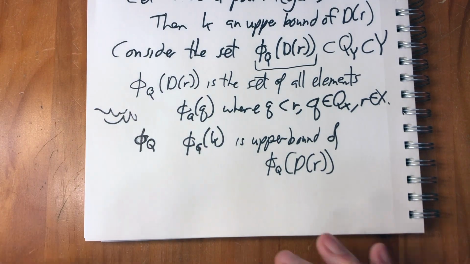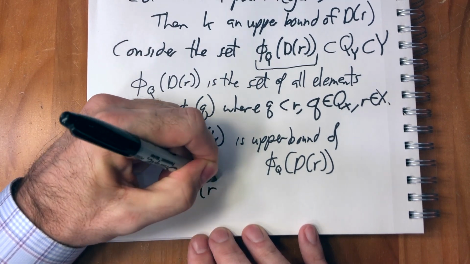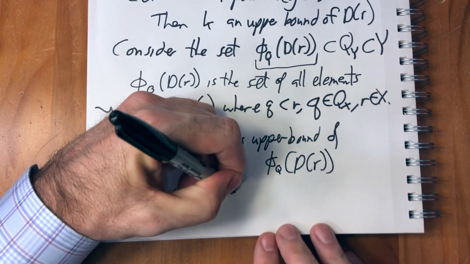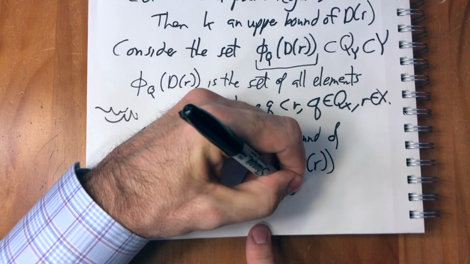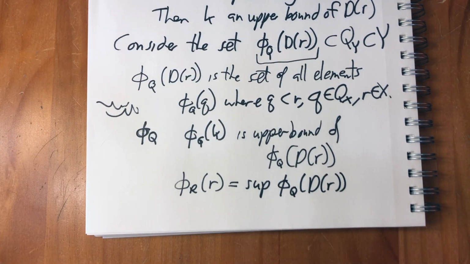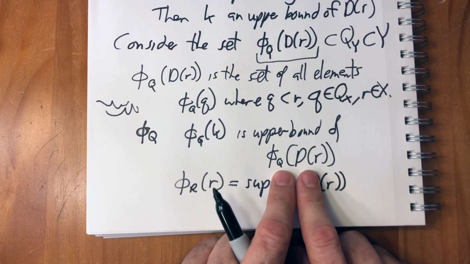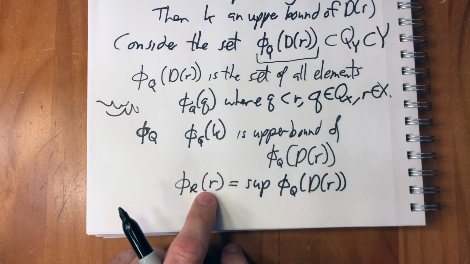So what we're going to do is set phi r of R as the least upper bound of phi Q of dr. In other words, phi r of R is the supremum of phi Q of dr. Okay? So this is what I mean. It's already getting hard to wrap your head around, but we're going to keep going step by step. So we have a set in Y. It's a set of rational numbers. We know it's bounded. That means it has a least upper bound. And that is how we're defining phi of R.